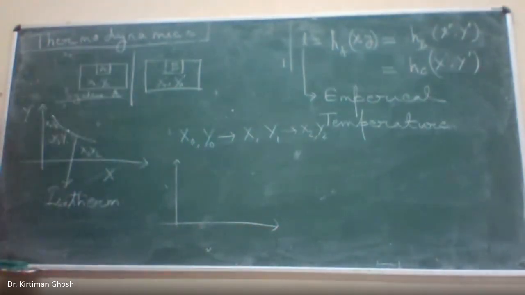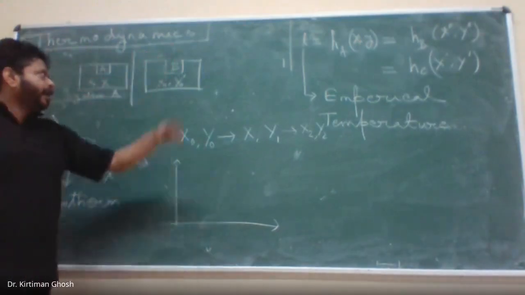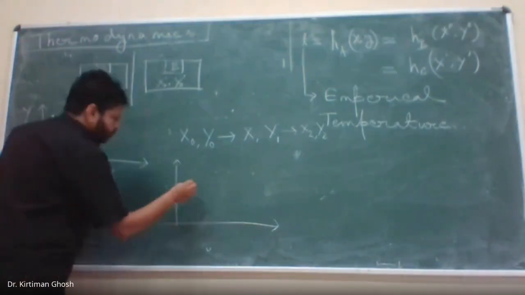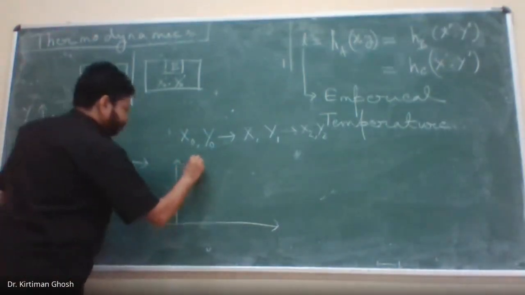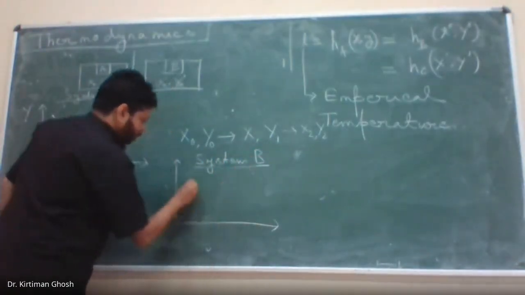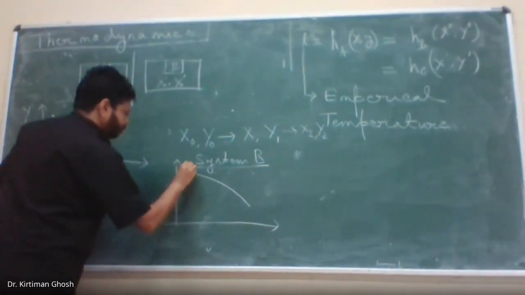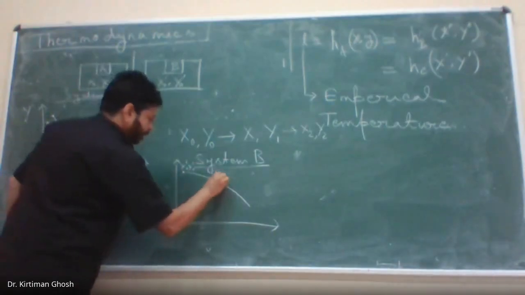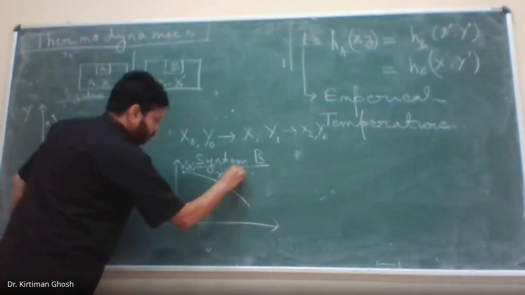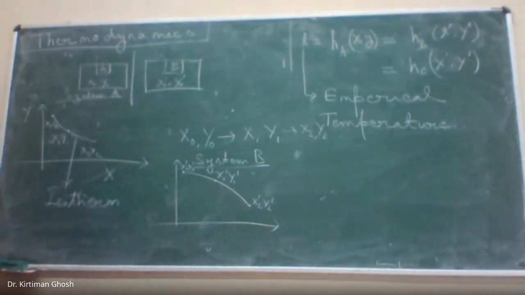Similarly, I can plot an isotherm instead of moving system A away. I can fix system A here and move system B away and change this coordinate. I will obtain an isotherm for system B. I will obtain a similar one, and this will be some coordinate x0 prime, y0 prime. This may be x1 prime, y1 prime, x2 prime, y2 prime. So you understand what the isotherm is, right?